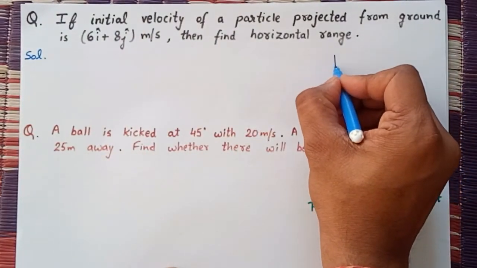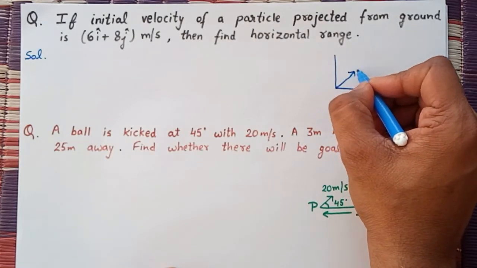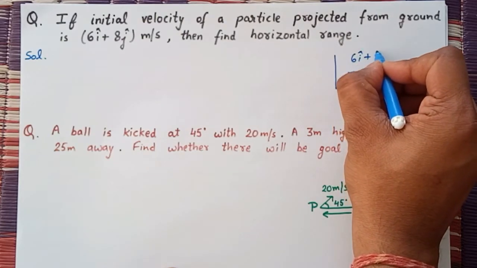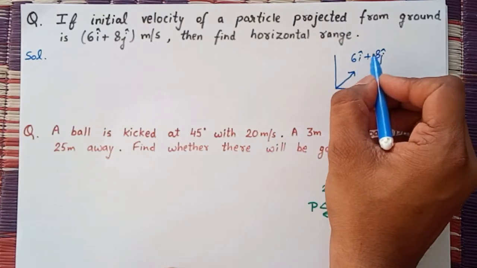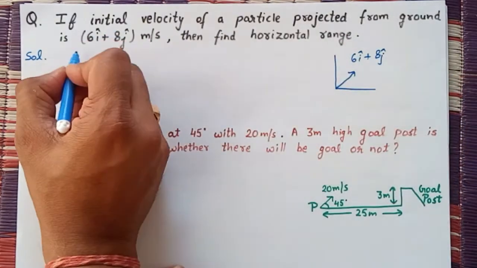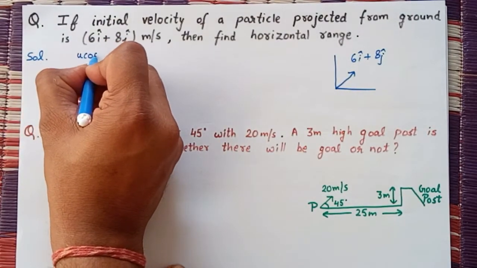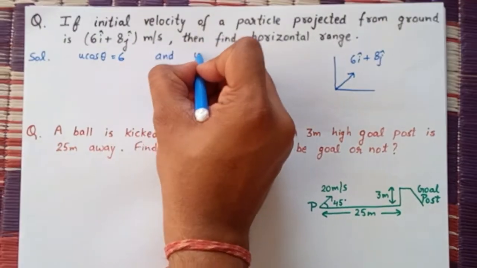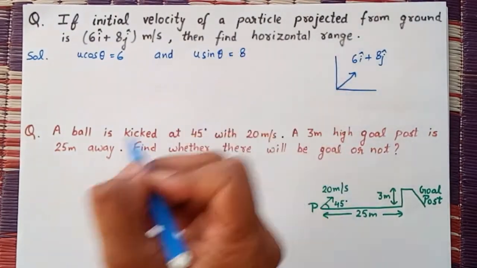Means a particle is going like this, and this is its velocity, and it is given by 6 i cap plus 8 j cap. So i cap is on the x-axis and j cap is on the y-axis. So I can say that its horizontal component is 6. So horizontal component of the projectile is u cos theta. So u cos theta is equal to 6, and u sin theta is equal to 8.